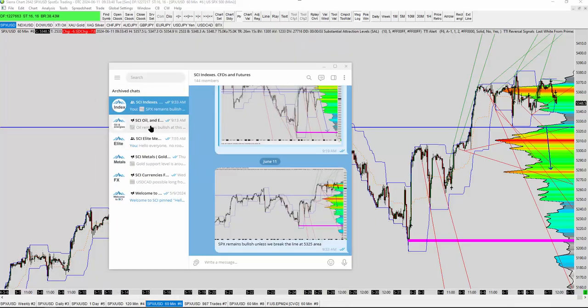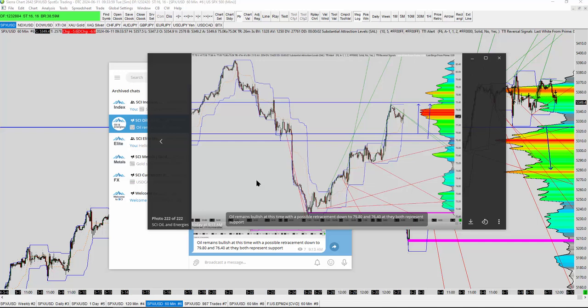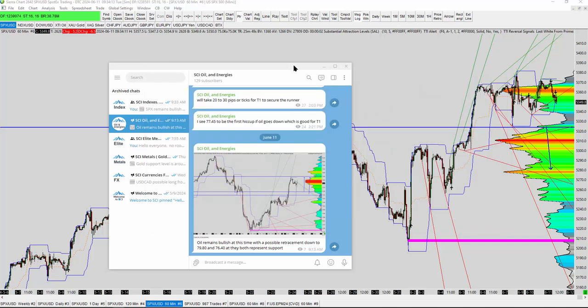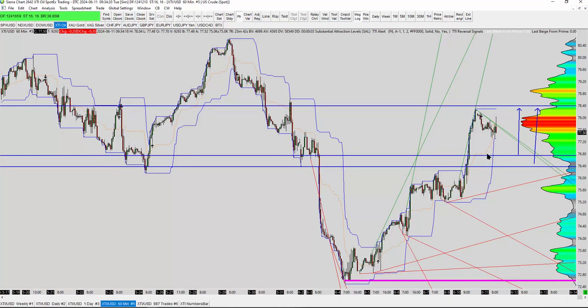And earlier I did the same with oil. Oil is XTI USD, which is the crude oil but traded in the forex market. I did the same. I told everybody oil is bullish at this time, but we have two levels of support, and I marked them down, 76.80 and 76.40. If it comes back down to these levels, then we can have a shot of a long on oil. And if I look at oil now, I think it's coming down. This is XTI USD, which is oil, and it's trying to come back down to these levels.